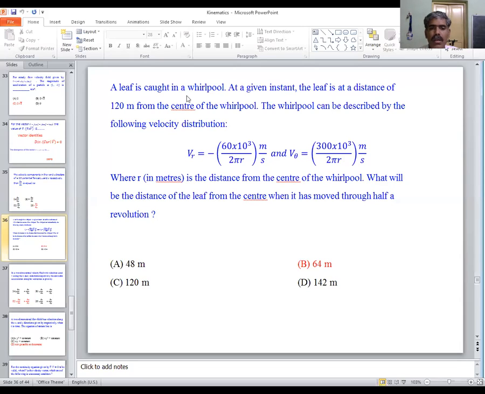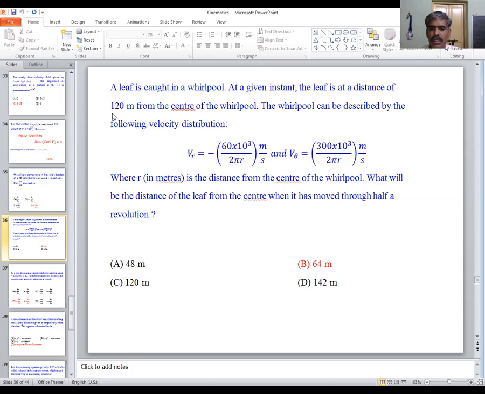A leaf is caught in a whirlpool. At a given instant, the leaf is at a distance of 120 meter from the whirlpool center. The whirlpool can be described by the following velocity distribution: the radial velocity and the angular velocity. Vr equal to minus 60 into 10 to the power of 3 divided by 2 pi r meter per second. V theta equal to 300 into 10 to the power of 3 divided by 2 pi r meter per second. R is in meter, the distance from the center of the whirlpool.